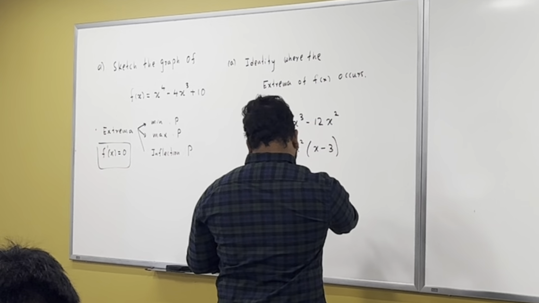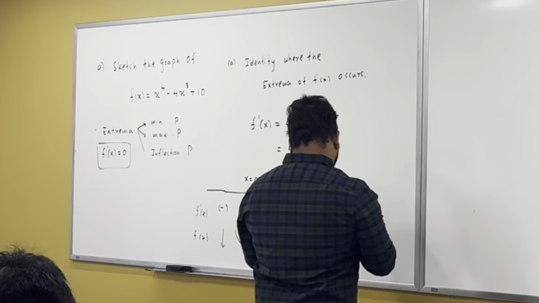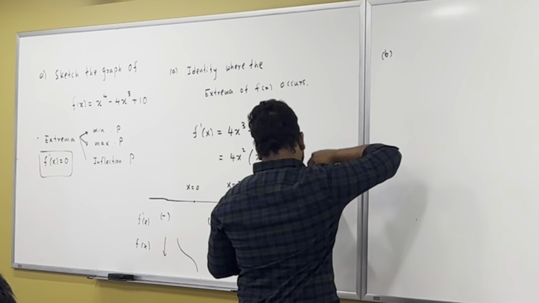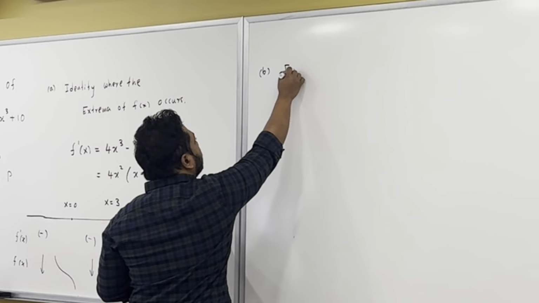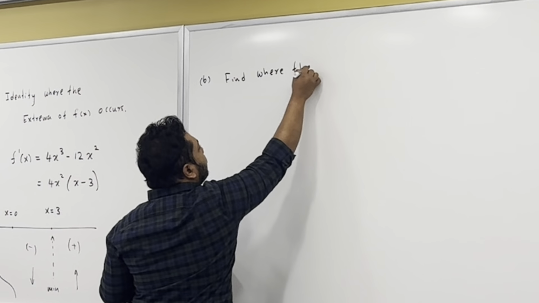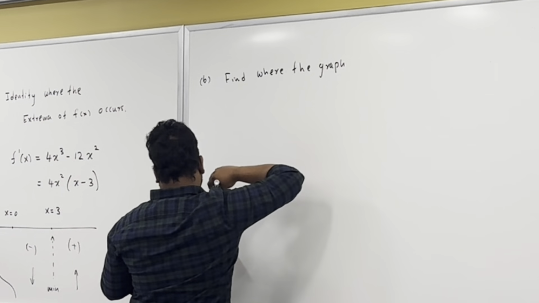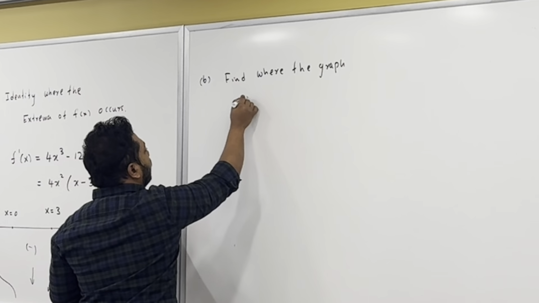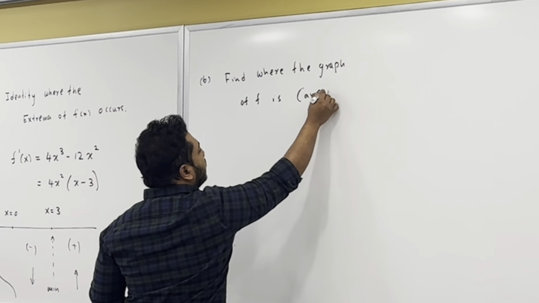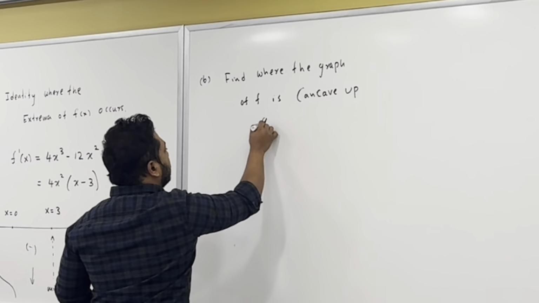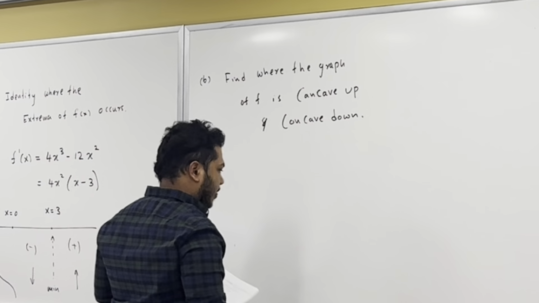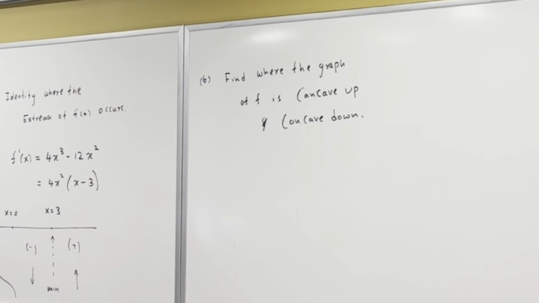So we found the interval where the function is increasing and decreasing. So I can ask now, like part B, find where the graph of f is concave up and concave down. Okay? Right.